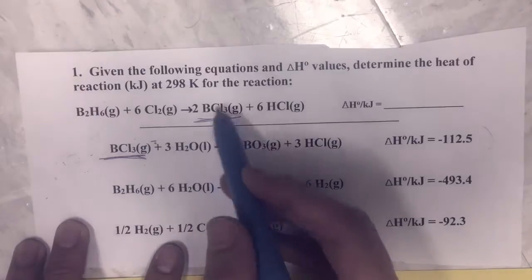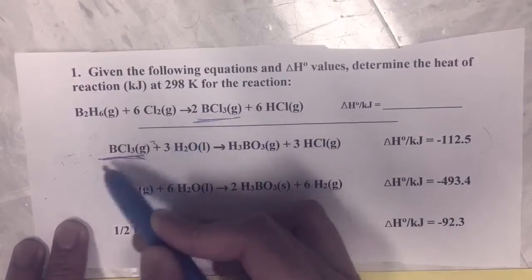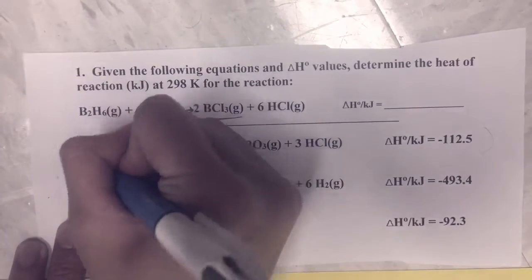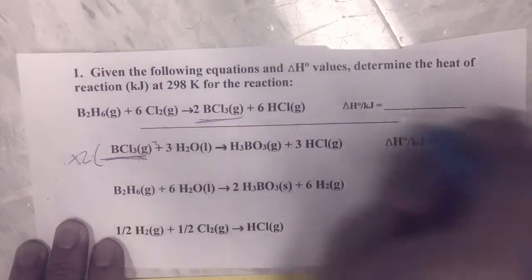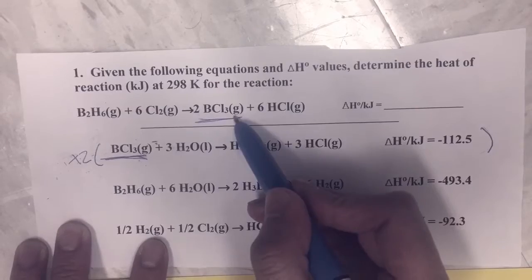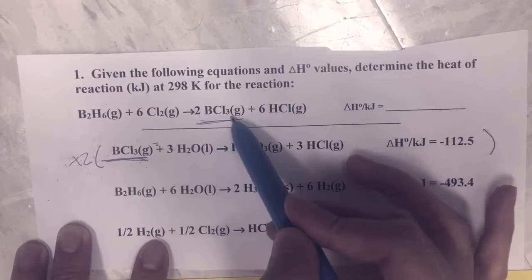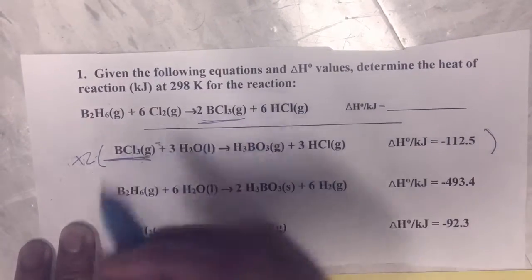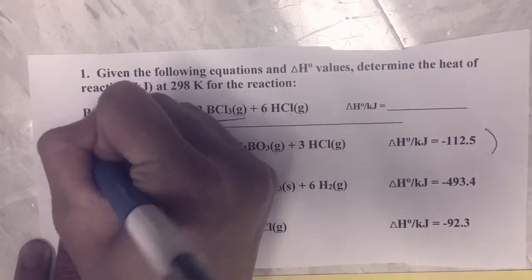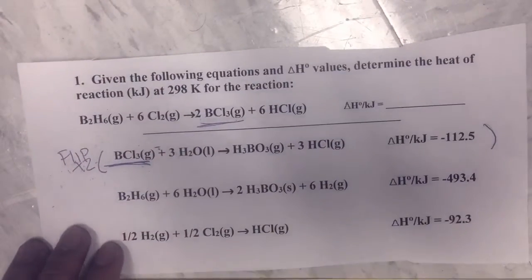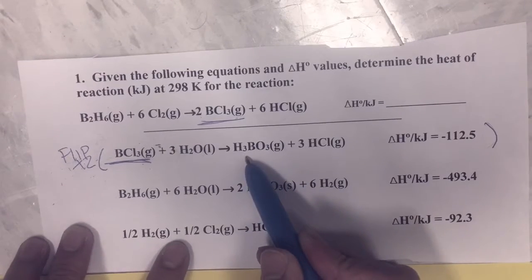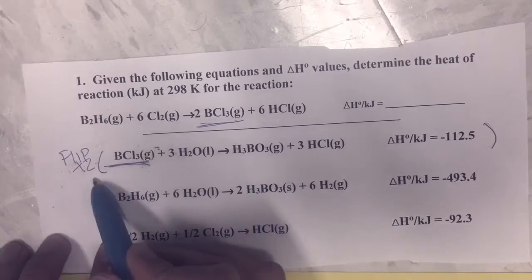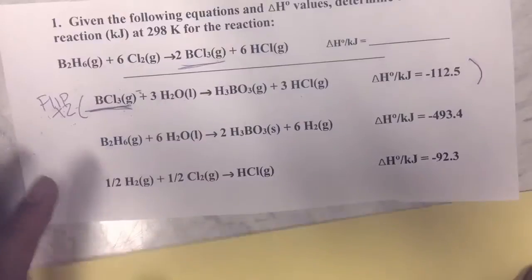So you would look at how you would make 2 BCl3 from this. Here, you obviously need to multiply this equation by 2, but since this is a product, you would need to switch it. So you would need to flip this equation, and that would require you to move H3BO3 and HCl to the beginning and this to the end. So here's how it would look.